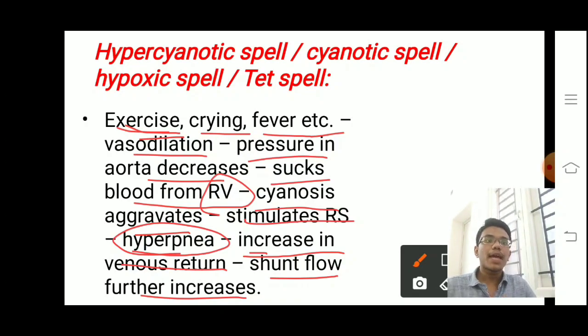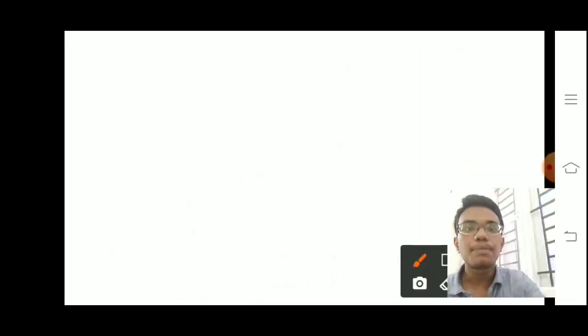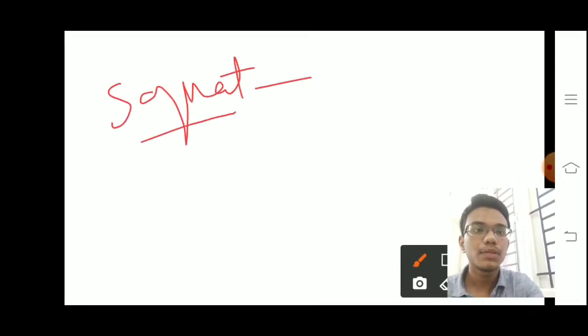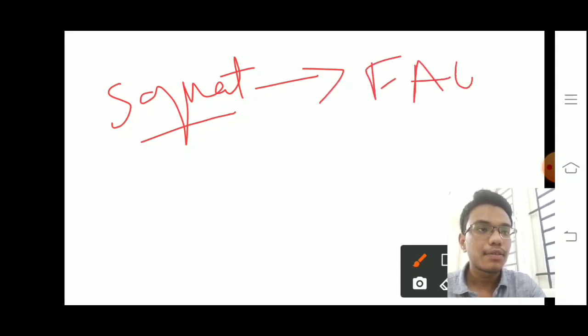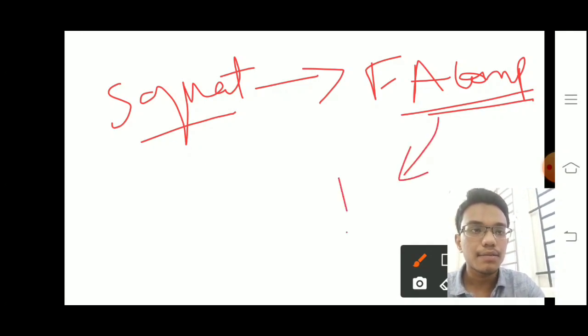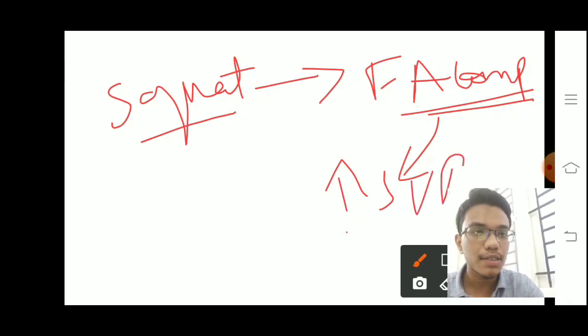Okay, and what is the mechanism to relieve this hypercyanotic spell, or what is the posture which is adapted by the child to get relieved of this symptom? That is squatting. Yes, obviously when the child tries to squat down, femoral artery gets compressed, right? The femoral artery gets compressed, femoral artery compression. When the femoral artery compression occurs, the systemic vascular resistance increases. It increases. Systemic vascular resistance increases.